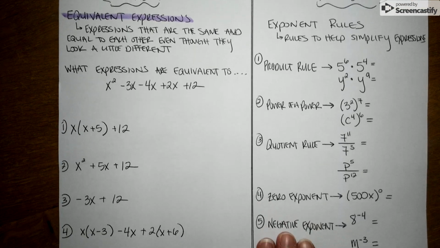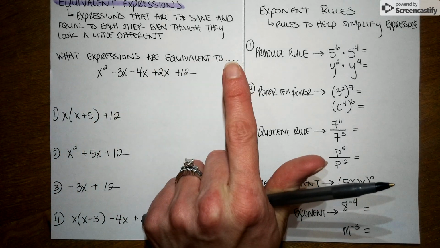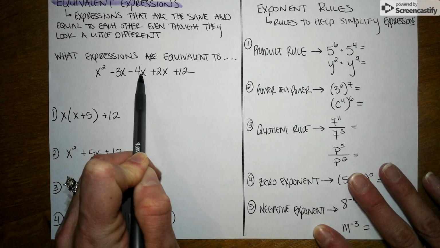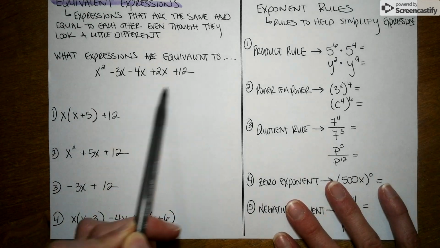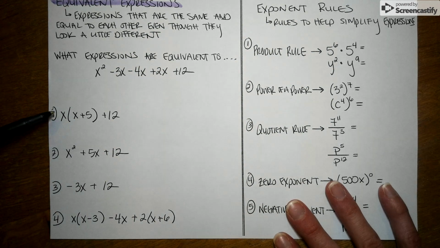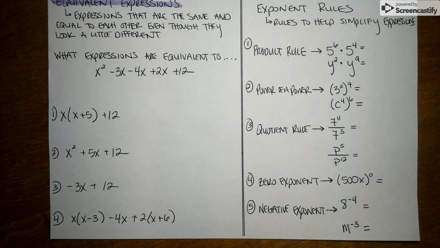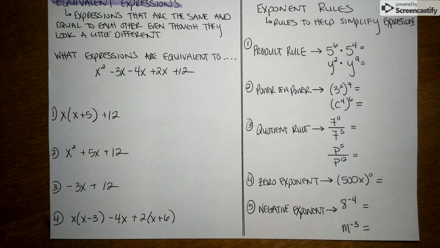So in my example below, I have the question, what expressions are equivalent to this expression? This example has 1, 2, 3, 4, 5 terms. So what we need to do is think about how this expression may be equivalent to one or more of these 4 choices below. Therefore, as we chatted in class, the best way to decide if expressions are equivalent is to simplify them. So when I look at this 5-term expression, I notice there's no parentheses.